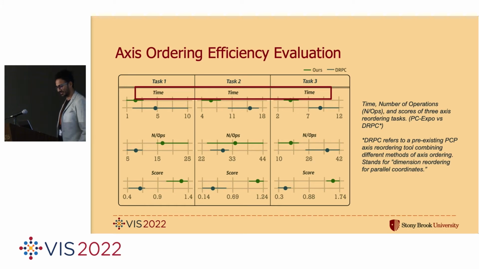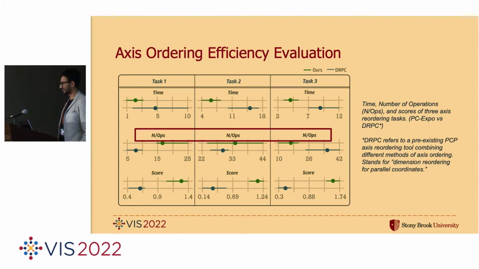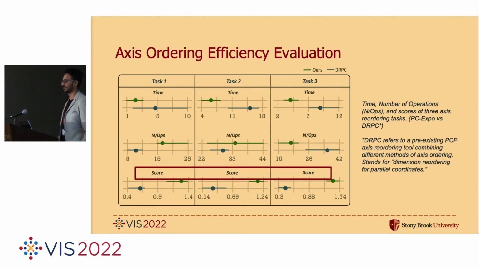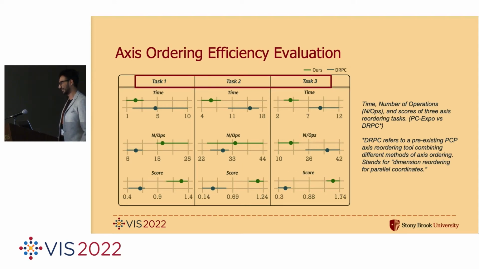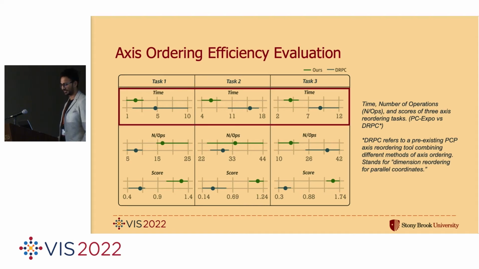There were 3 different things we compared: time, number of operations used to come to a final visualization in parallel coordinates, and the score of the final axis reordering that we obtained. There were 3 tasks in the user study, ordered by level of difficulty. Task 1 was the easiest, and task 3 was the hardest for the users. Looking at the time it takes with PC Expo to come to a final visualization of your constraints, it's much lower than the existing techniques because you have more control and a local view, so people can just look at the views and come to the conclusion faster.